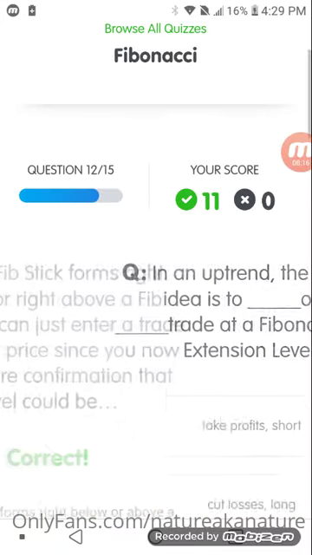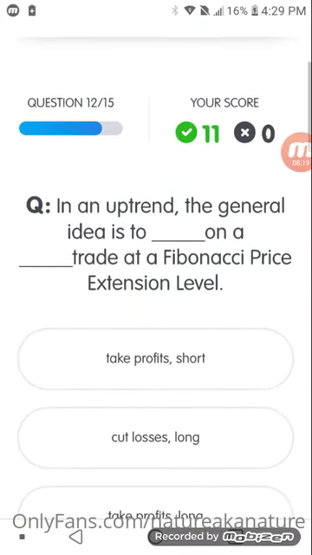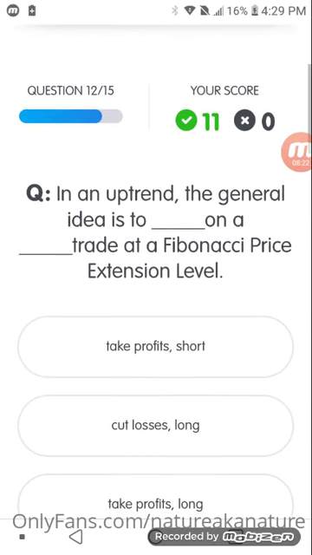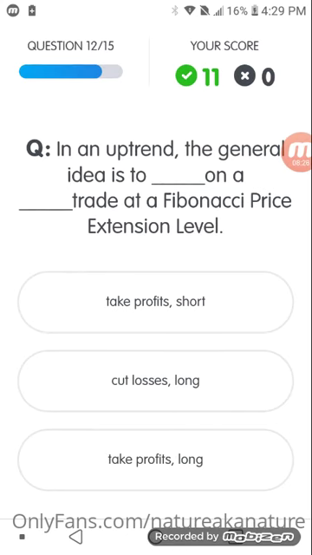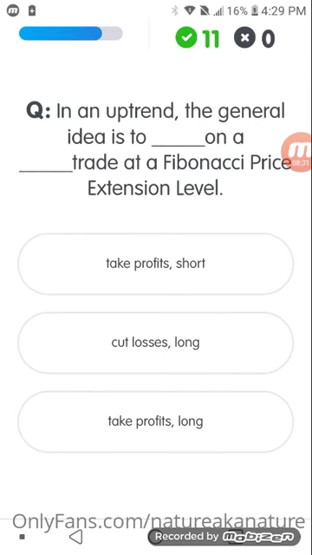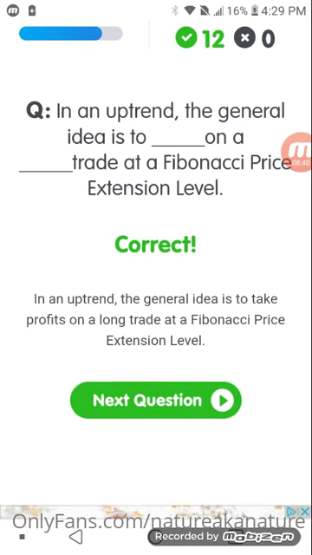Okay, in an uptrend, the general idea is to take profit on a long trade at a Fibonacci price extension level when it's going up. Vice versa, when it's going down, you will take profit on a short trade if the market was trending down. So for an uptrend, the general idea is to take profit on a long trade at a Fibonacci price extension level. We went over this already.